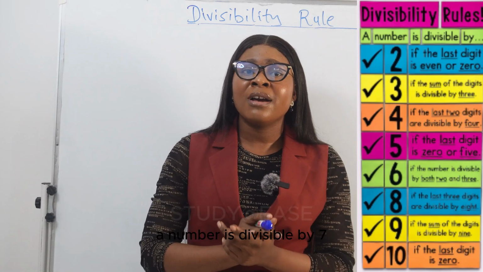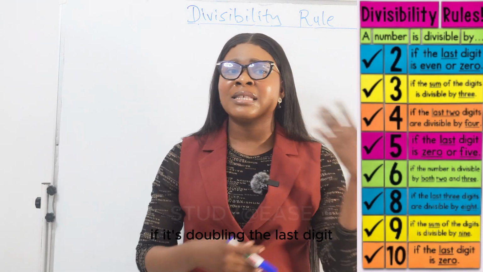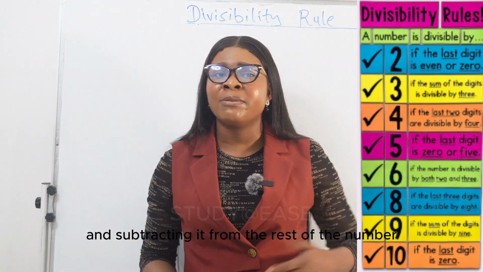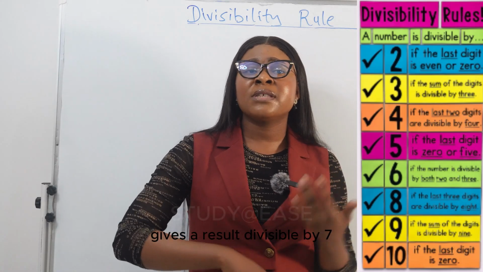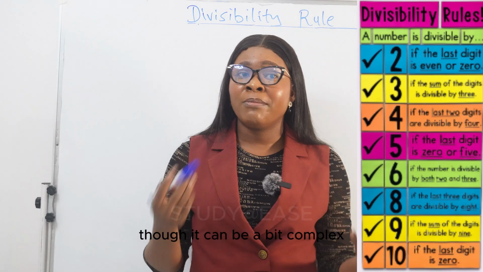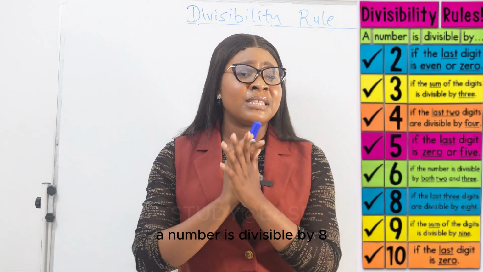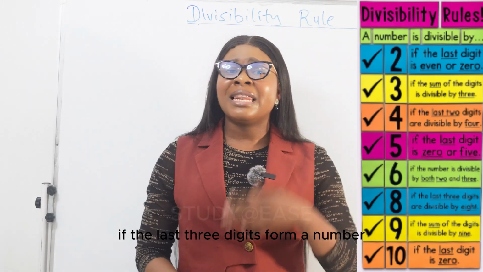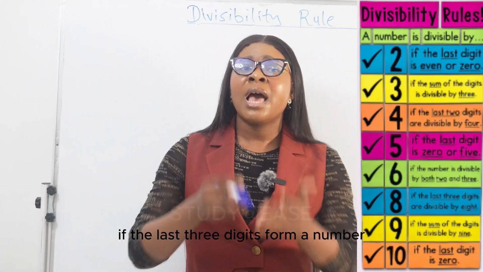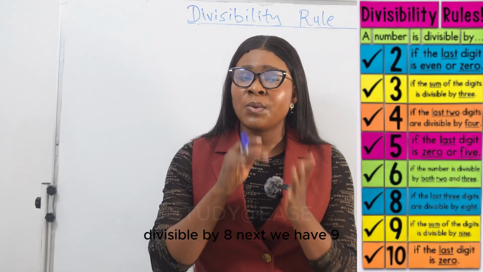A number is divisible by 7 if doubling the last digit and subtracting it from the rest of the number gives a result divisible by 7. It can be a bit complex, but it's effective. Now we have 8. A number is divisible by 8 if the last three digits form a number divisible by 8. Next, we have 9.